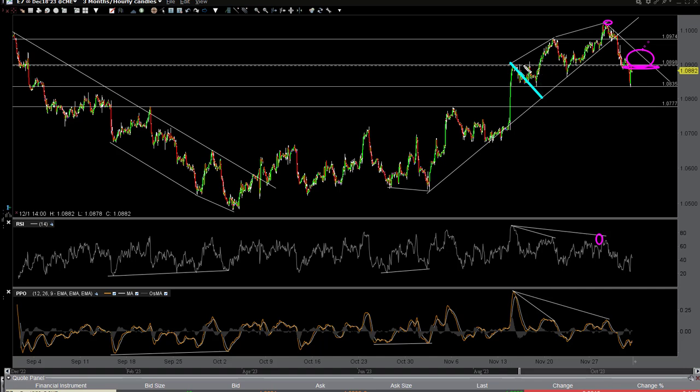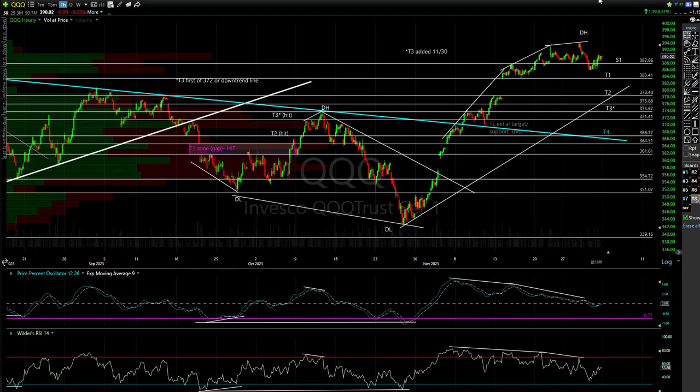So what I'm doing here, that's just a measured target, widest part of a wedge added to where it breaks down. So who knows? Maybe that's it. Again, it's Friday, a little more than 45 minutes ago, so no reason to get crazy. And there's QQQ. It took out S1, but it regained it with the bounce in the euro.